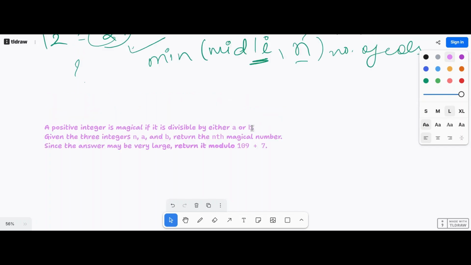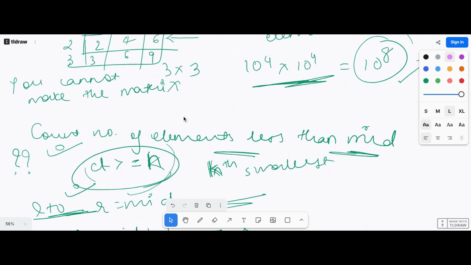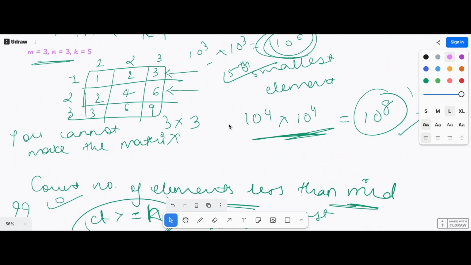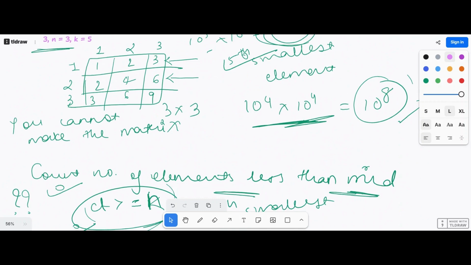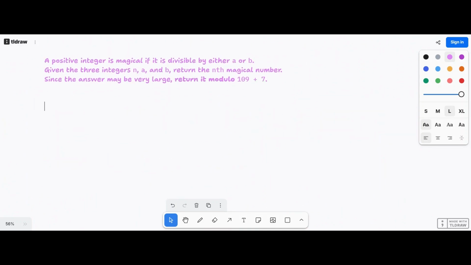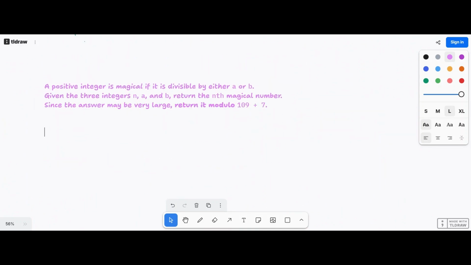One thing I wanted you to remember: for all these types of problems, the time complexity will be n log n. I've mentioned it very early, when we do binary search on answer. Most probably it will be n log n, but it again depends on the question, on how your isPossible function is. It depends on that.